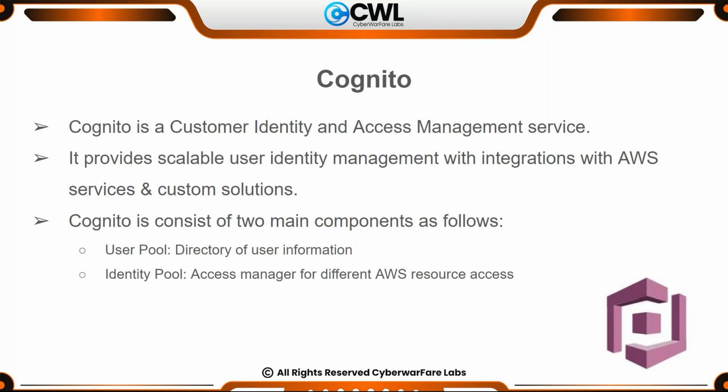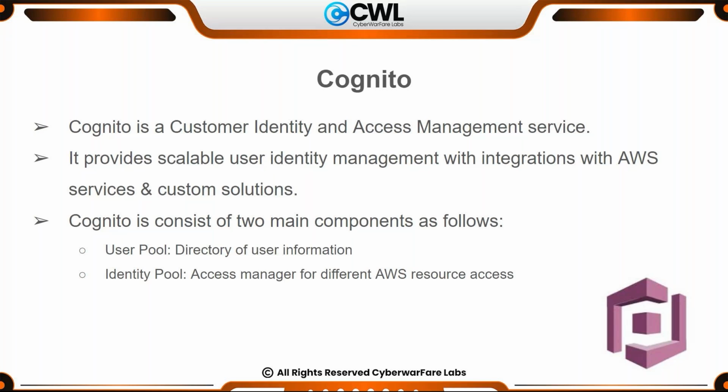Here in Cognito, we have two main components. One is the user pool, which is the directory of user information, and second we have the identity pool, which acts as an access manager for different AWS resource access.